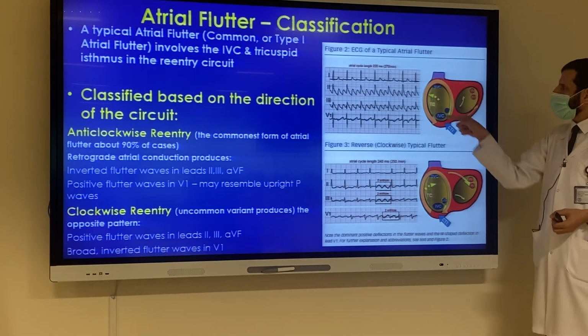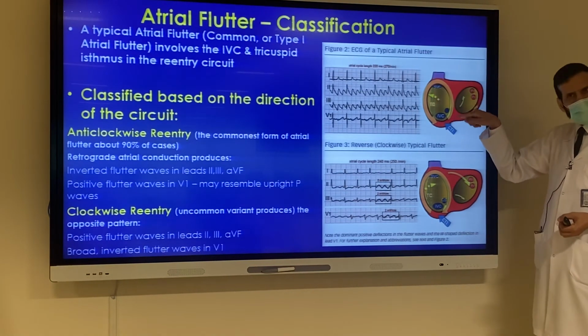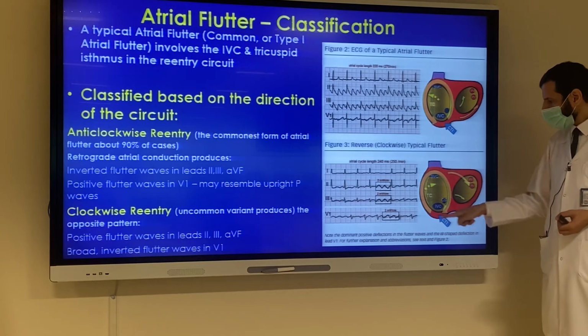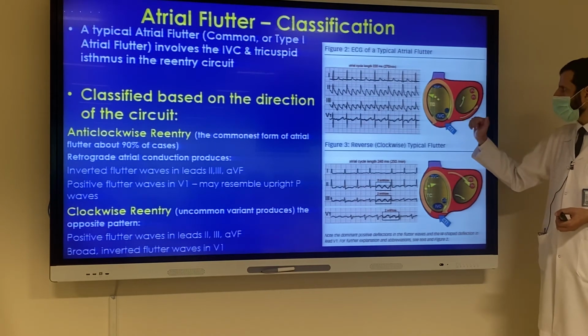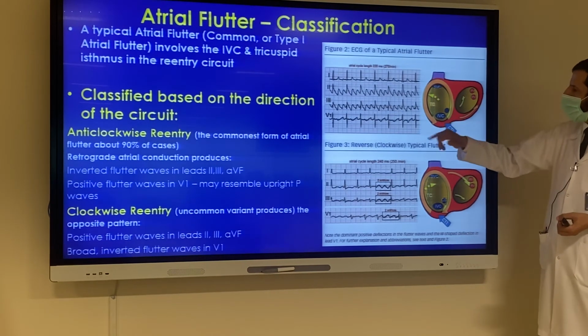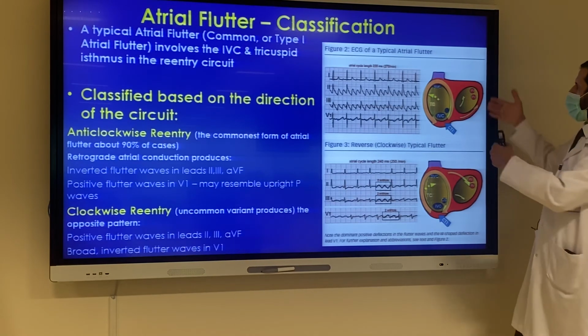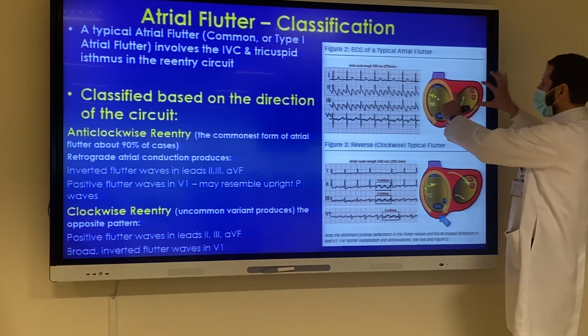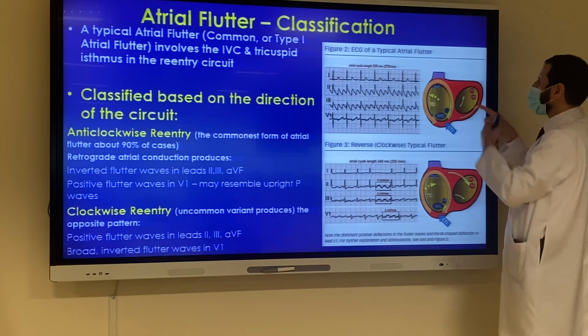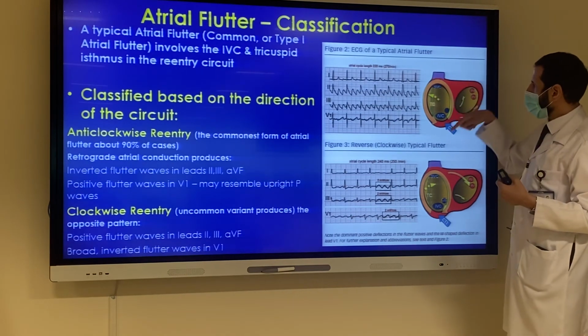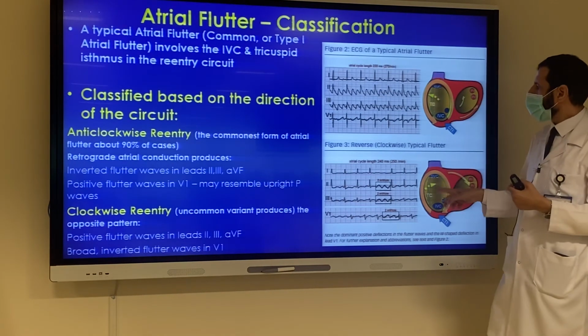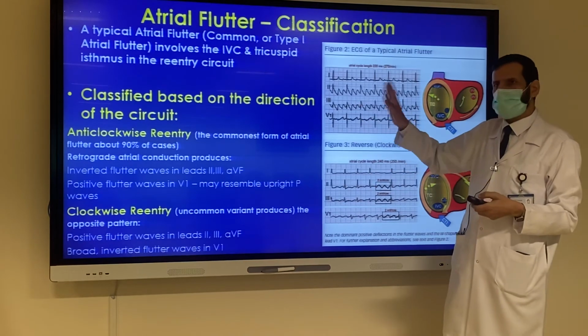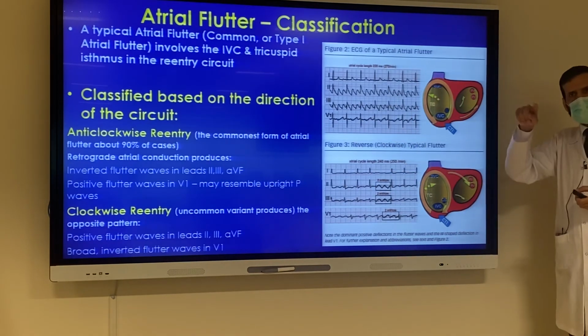Is this clockwise or counterclockwise? Counterclockwise, or it could be clockwise, dependent on the isthmus between the tricuspid valve and the IVC. If you cut the heart this way, this is the tricuspid valve, this is the mitral valve, facing each other. So it could go this way, counterclockwise, or this way, clockwise. It produces different ECG morphologies. You don't need to remember them, but just remember it could be counterclockwise or clockwise.